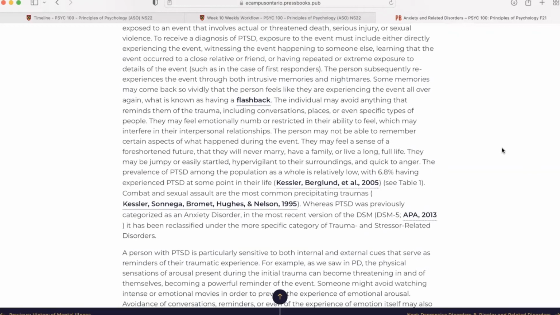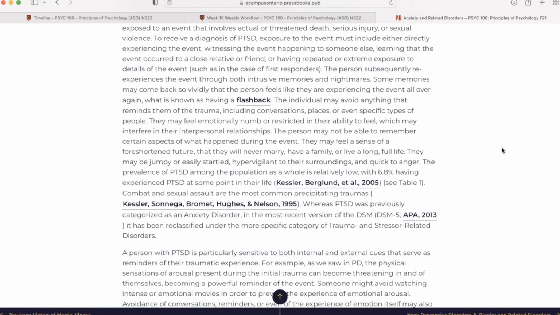They may feel emotionally numb or restricted in their ability to feel, which may interfere in their interpersonal relationships. The person may not be able to remember certain aspects of what happened during the event. They may feel a sense of foreshortened future, that they will never marry, have a family, or live a long, full life. They may be jumpy or easily startled, hypervigilant to their surroundings, and quick to anger.